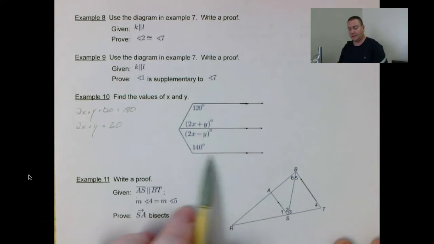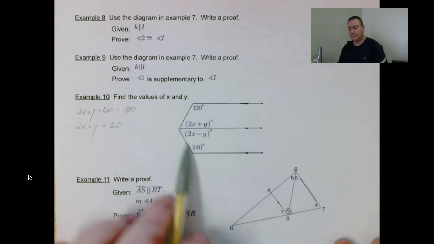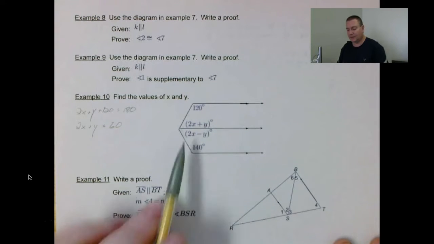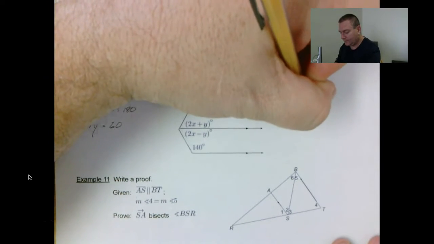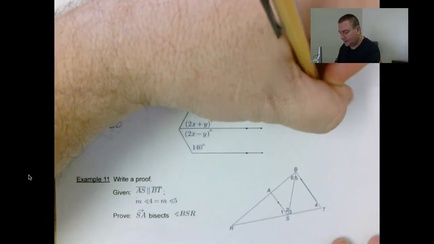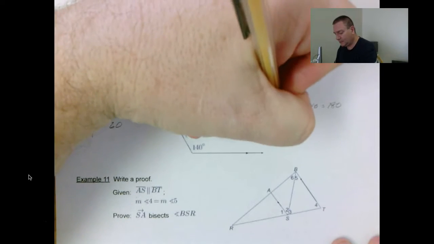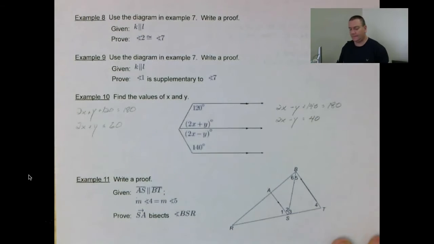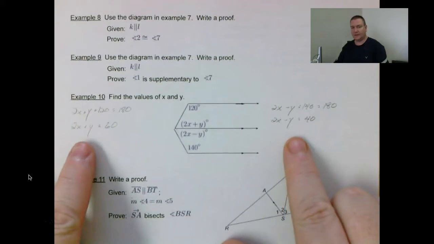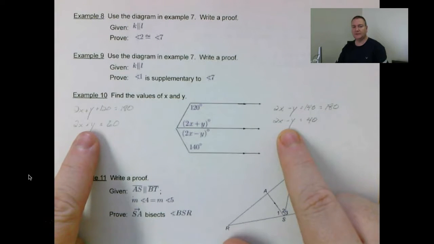Now, I can do the exact same thing here. I have another pair of consecutive interior angles, or same side interior angles. I can write another equation, 2x minus y plus 140 equals 180. Subtract 140, 2x minus y equals 40. Now I have 2 equations with 2 unknowns. Takes us back to our Algebra 1 days when we have to solve this system of equations.